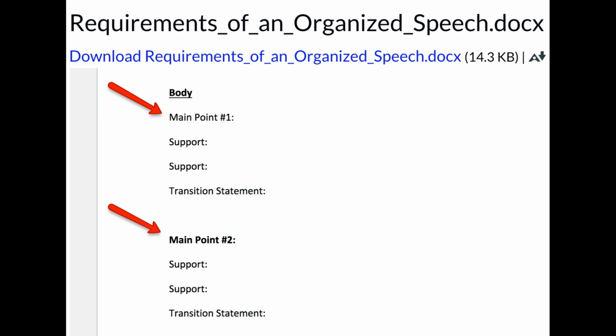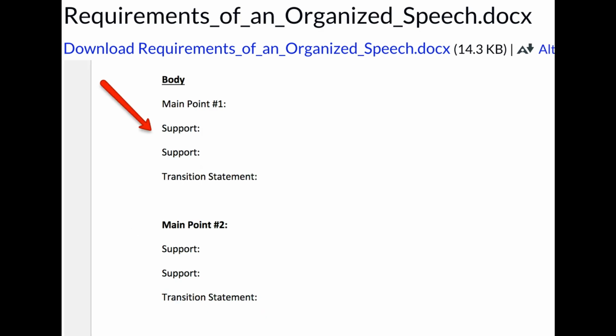Sometimes people get their main points jumbled up. You don't want to do that. You want to have real clear, distinguishable main points. Okay. So main points need support.